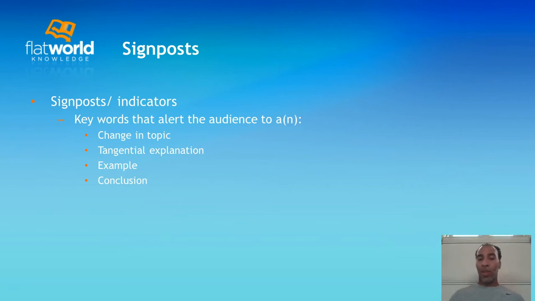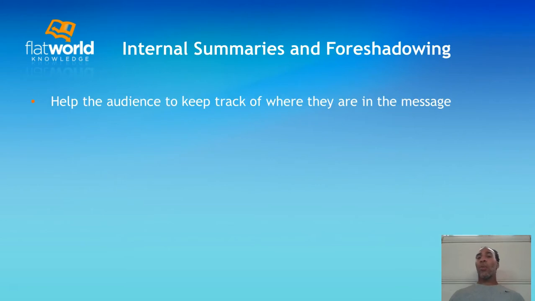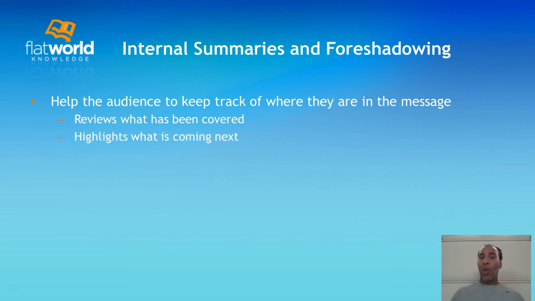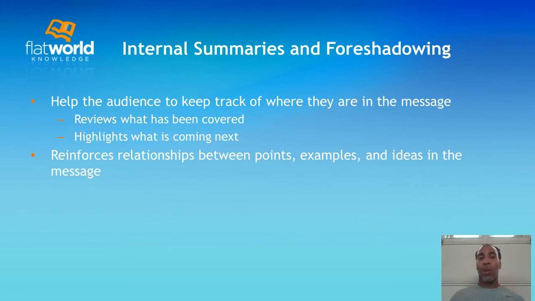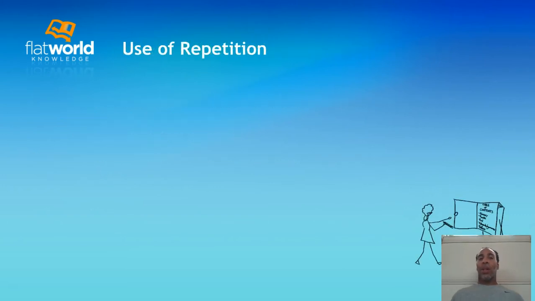Here's my conclusion. Internal summaries and foreshadowing help the audience keep track of where they are in the actual message, right? So that's always good because people get off track, paying attention to other things. It reviews what has been covered, right? So we want to see what we have covered and what's next. And it highlights what is coming next, right? Because people really get excited about what's coming next, especially coming from departments like marketing. It reinforces relationships between points, examples, and ideas in the message.